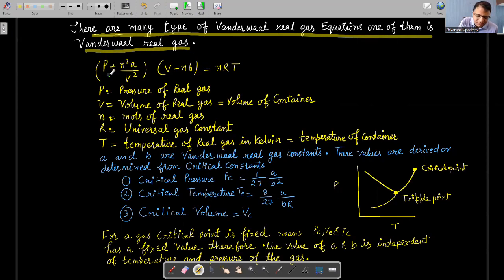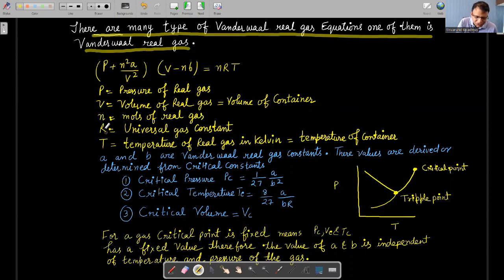The van der Waals real gas equation is (P + n²a/V²)(V - nb) = nRT. In this equation, pressure P is the pressure of the real gas, and V is the volume of the real gas, or we can say V is the volume of the container. For ideal and real gas, the volume of the container is the volume of the gas. But what is the difference in the case of an ideal gas? The volume of the container is the free volume, because the volume of gas molecules is negligible. But in the case of a real gas, we cannot neglect the volume of real gas molecules with respect to the volume of the container. Because of that, the free volume in the case of a real gas is different. We are going to discuss free volume.